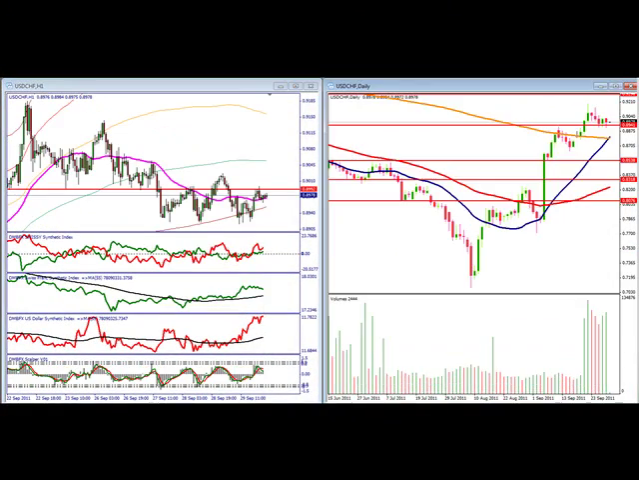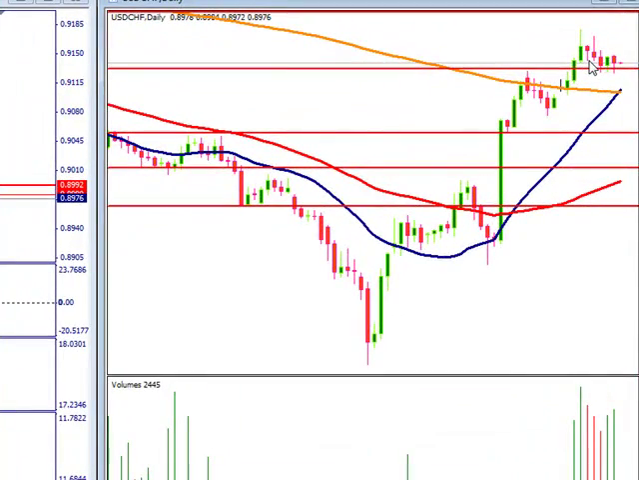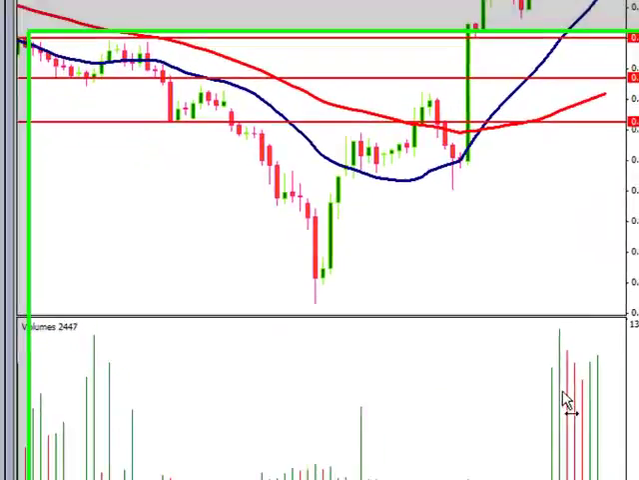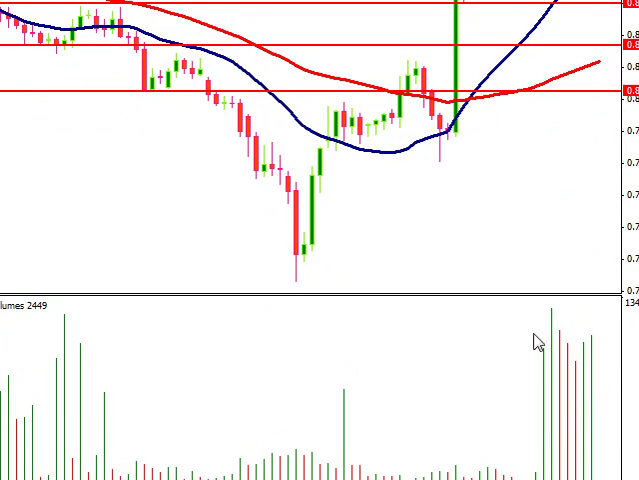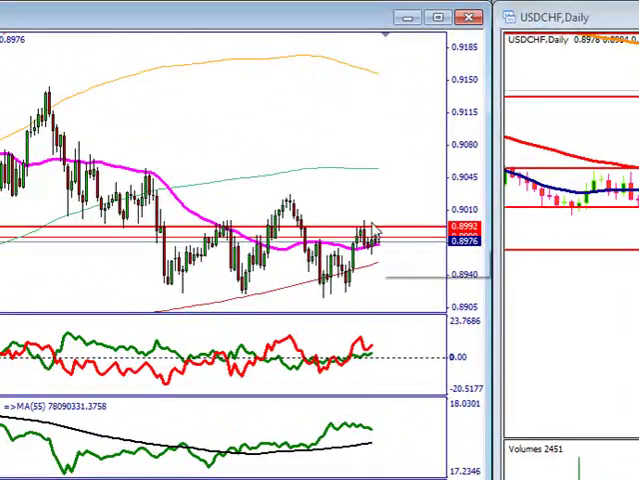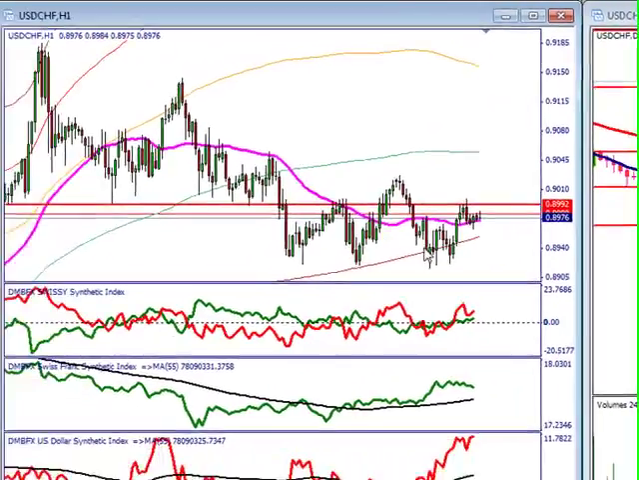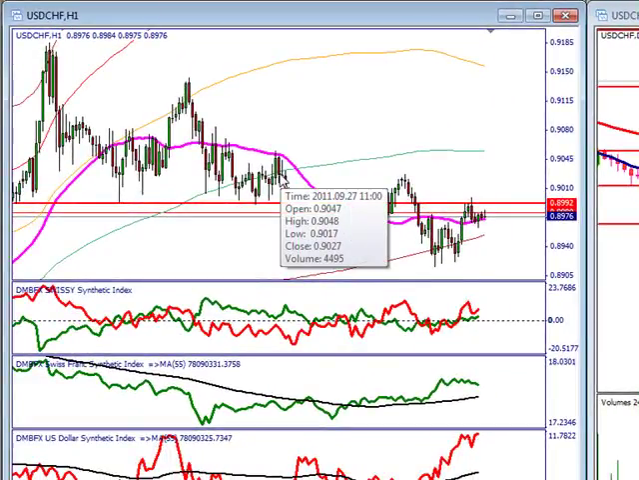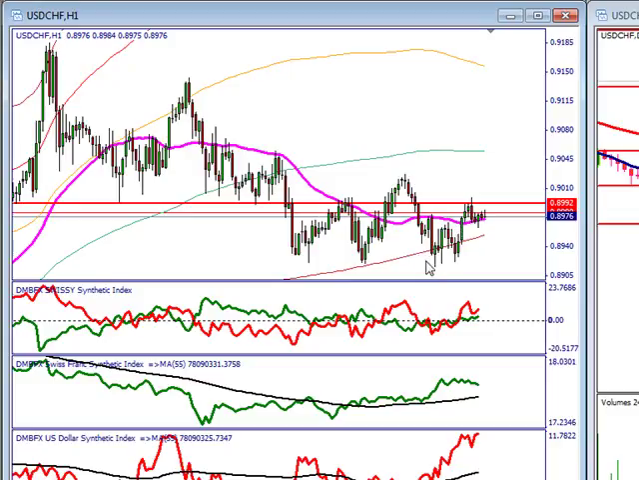Finally, we have the dollar franc, and this one also has joined the fun of going sideways. 0.894 acting as support in this range, and likewise as the euro dollar and gold. You can see a lot of volume in here. We are in neutral coming out of the selling zones, but we're in neutral, and you can see we're watching 0.899 as a point of interest.